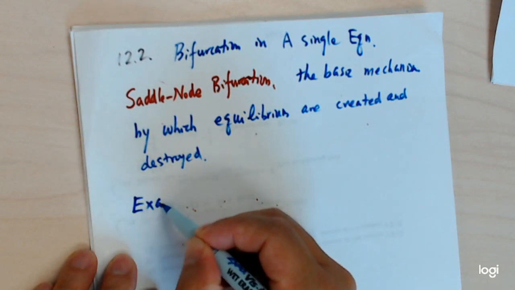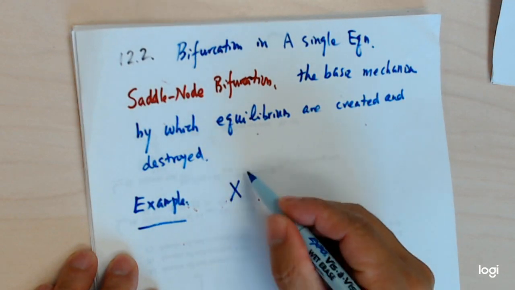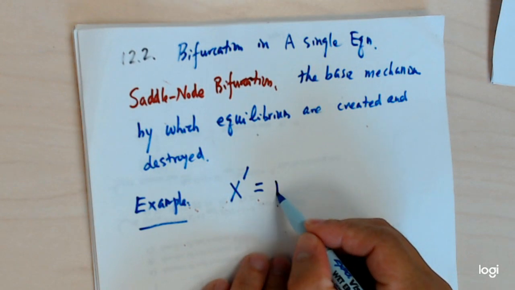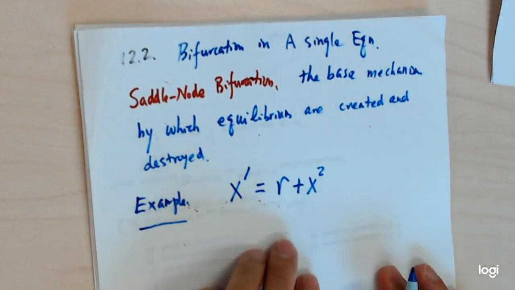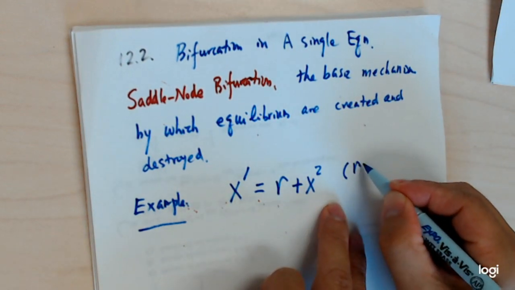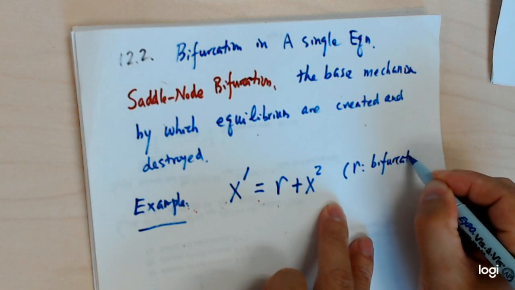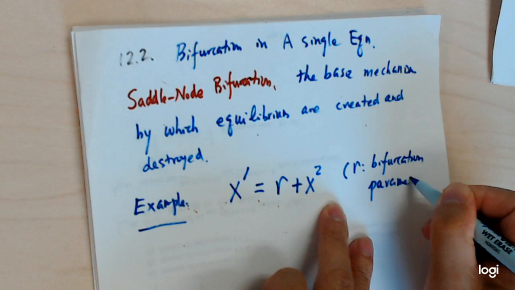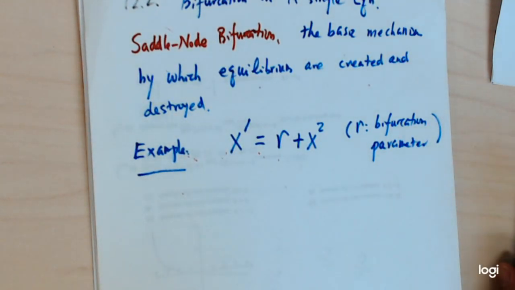And here's a quick example. A single equation, so we call this x, with one parameter. The parameter is r. So r is what we call the bifurcation parameter. We want to find out what happens when you vary this parameter. We obviously do this by phase line analysis.